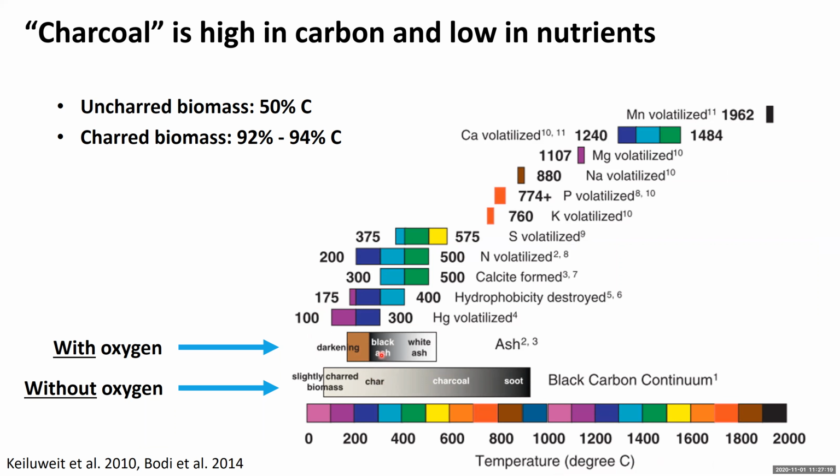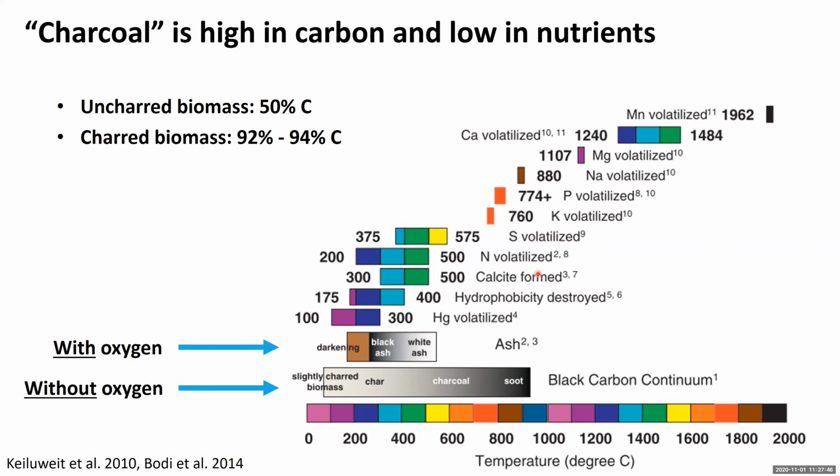Char, or black ash, begins to form around 250 to 400 degrees Celsius. And between 400 to 600 degrees Celsius, we tend to get more white ash, the minerals that are left over after the carbon has been combusted. The diagram also shows that nitrogen volatilizes between 200 to 500 degrees Celsius.